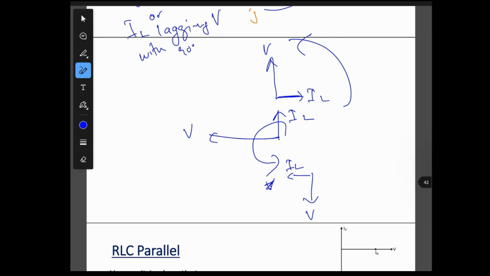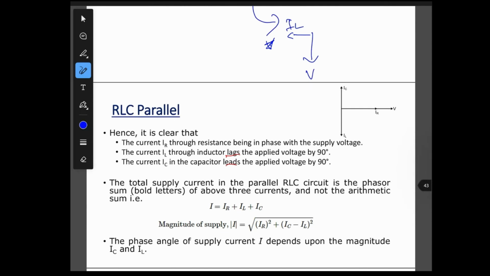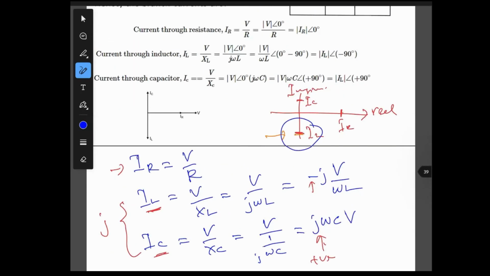Is it okay? For this one, lagging. So the current IL lags the voltage by 90 degrees, always due to J, negative J. This one, negative J.